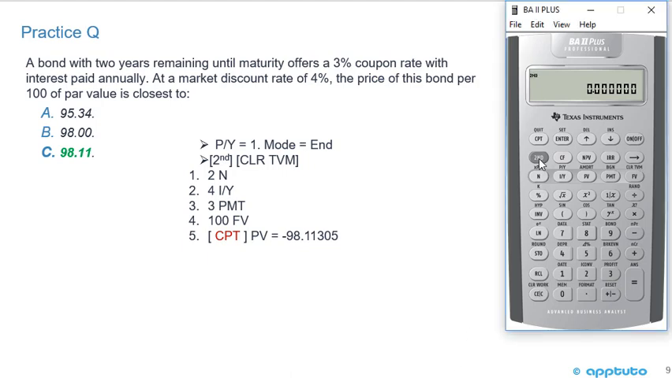So the first thing we need to do is check second P/Y that we're set to 1. Okay, so that's good. We're set to annual payment, periods per year. Then we're just going to solve it on the calculator. So we're going to do 2 N, 2 years remaining, and the market discount rate is 4%, so we're going to hit 4 I/Y. And the coupon payment, 3% coupon rate, that never changes. So that's 3 payment, 100 on the future value, and we're going to compute the present value, which is the price, 98.113905. So the correct answer is C.